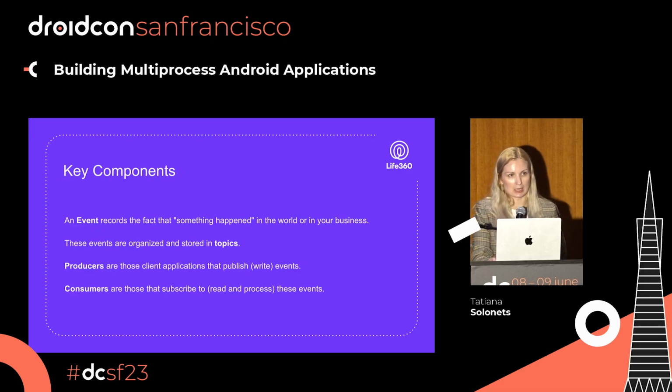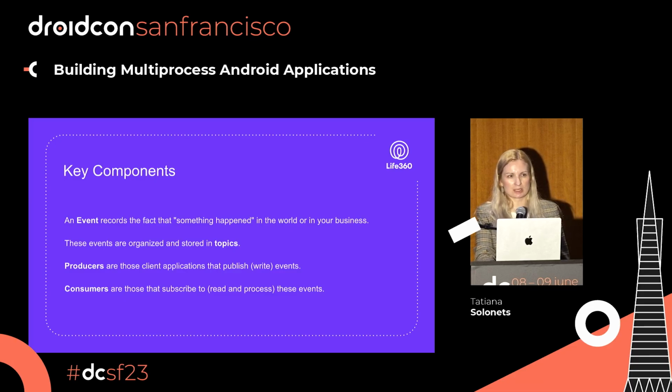So our system has 4 main components. Events, it's just facts that something happened. For example, we have a location, right? It has a latitude, longitude, and timestamp. Then these locations are organized into topics. Topic is just a type of data we persist, similar to a storage type. And we would have, for example, location topic.